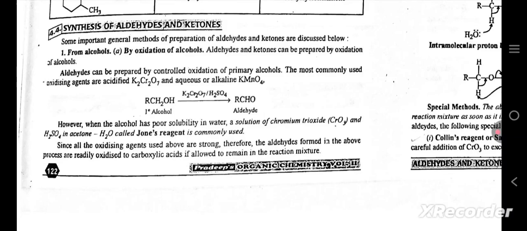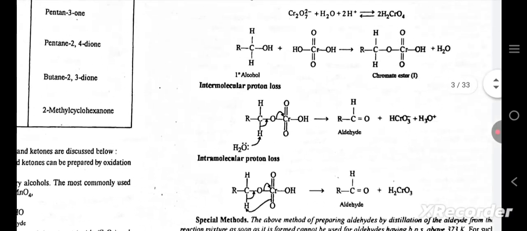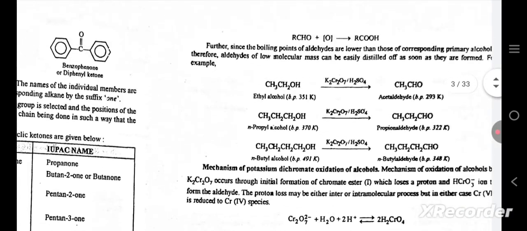However, when the alcohol has poor solubility in water, a solution of chromium trioxide and H2SO4 in acetone, called Jones reagent, is commonly used. Since all the oxidizing agents used are strong, the aldehydes formed in the above processes are readily oxidized to carboxylic acids if allowed to remain in the reaction mixture. Further, since the boiling points of aldehydes are lower than those of the corresponding primary alcohols, aldehydes of low molecular mass can be easily distilled off as soon as they are formed.